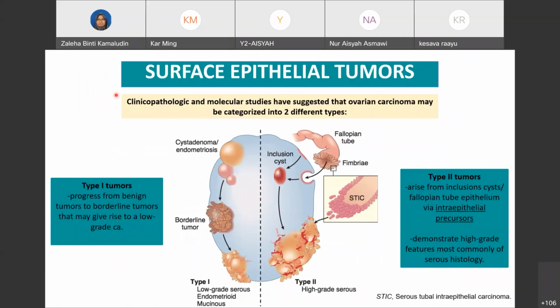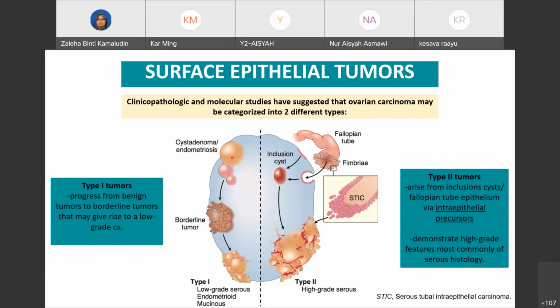Okay, this is a little bit about the clinical, pathological, and molecular studies that have been done for ovarian carcinoma. This one is specifically focused on ovarian cancer. They are divided into type 1 and type 2. For the type 1 tumor, usually it shows a spectrum of diseases.